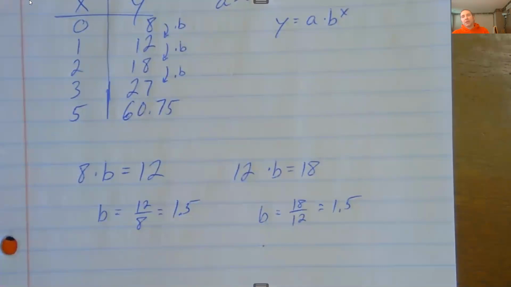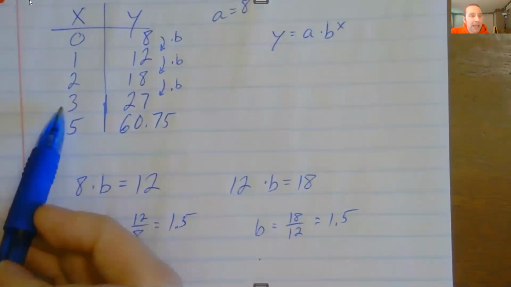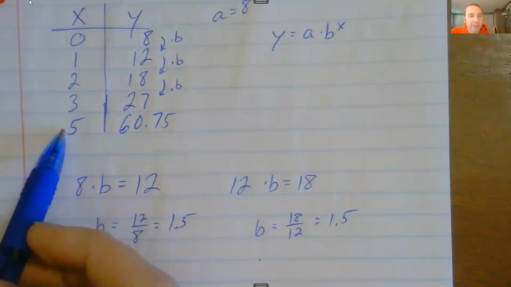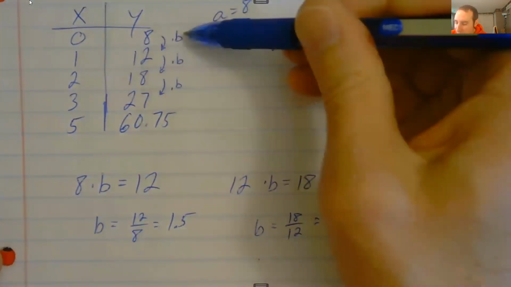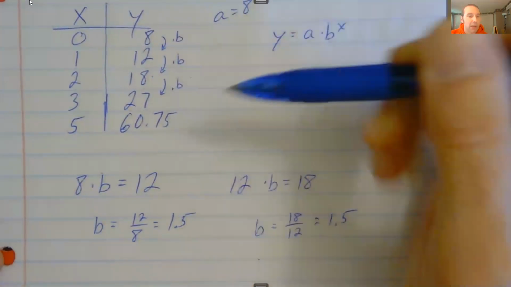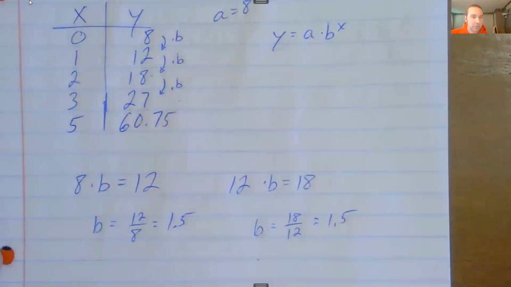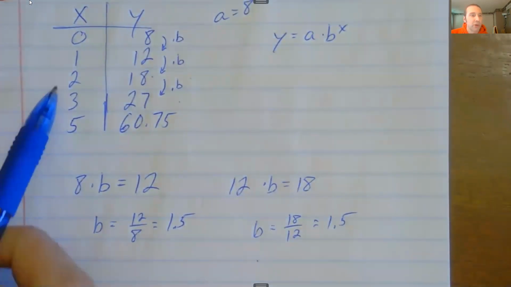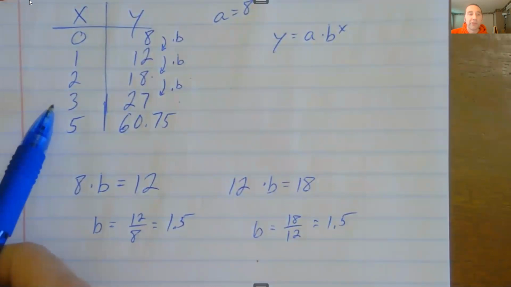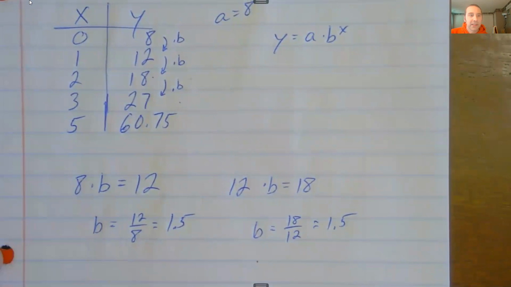So we're pretty much done with the problem. But I wanted to give you this example because I wanted to look at this right here. Notice I'm going from x equals 3 up to x equals 5. For all these other ones, to go from 8 to 12, you multiply by b. To go from 12 to 18, you multiply by b. To go from 18 to 27, you multiply by b. What do I have to do to go from 27 to 60.75? It looks like I made 2 steps, because instead of just going from 1 to 2 and 2 to 3, I'm going from 3, skip 4, and go all the way up to 5. So I jumped twice, essentially.